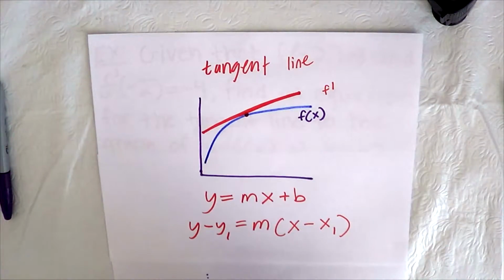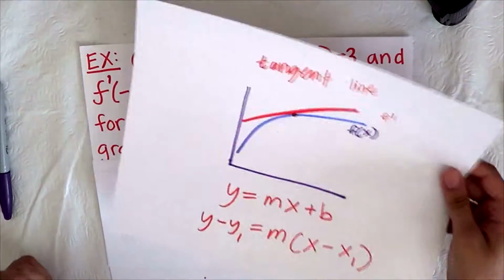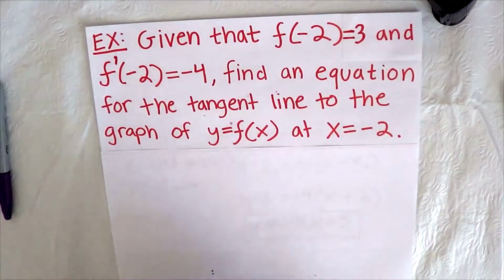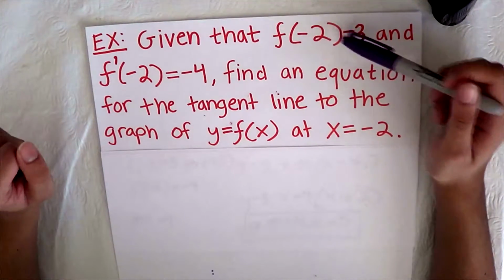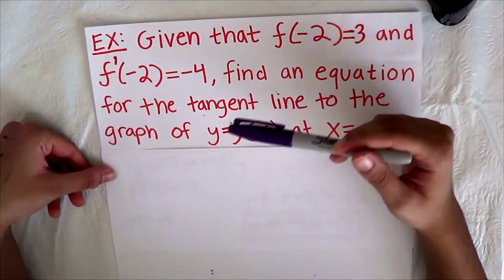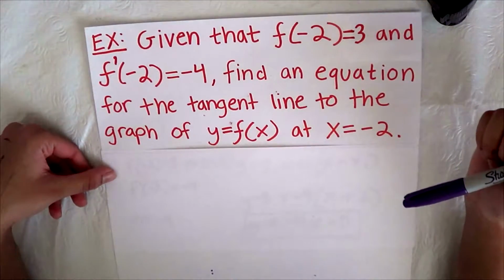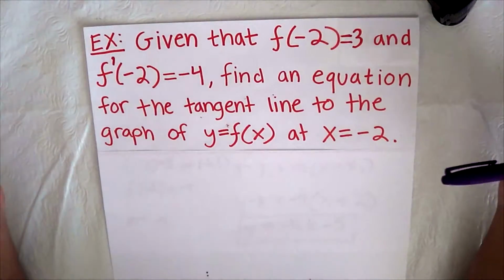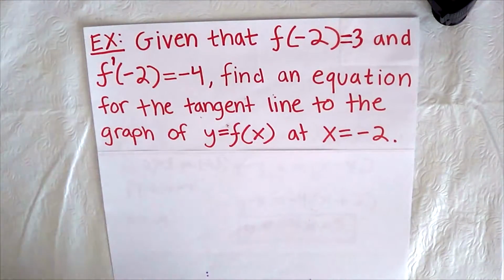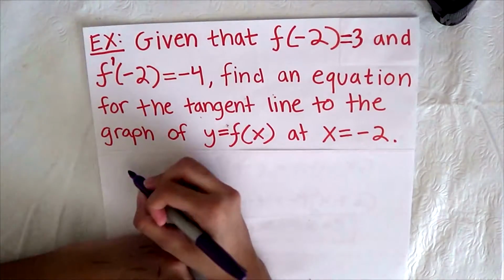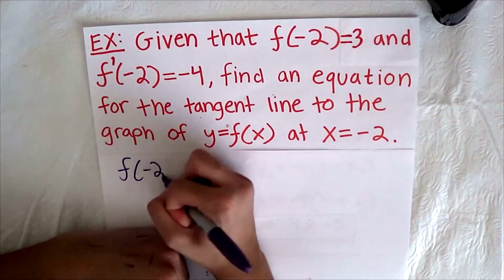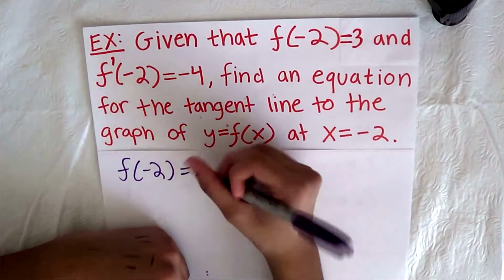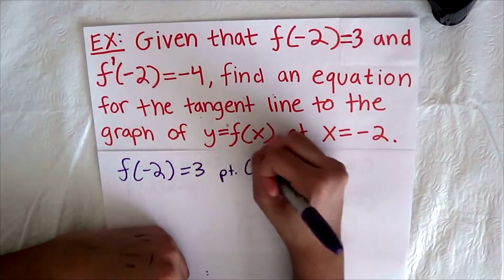So let's do an example to test it out. Let's read this example. Given that f of negative 2 is 3 and f prime of negative 2 is negative 4, find an equation for the tangent line to the graph of y equals f of x at x equals negative 2. So let's just write down what we know. We know that f of negative 2 equals 3, and this is a point basically, so you can just go ahead and write that to make it clear.